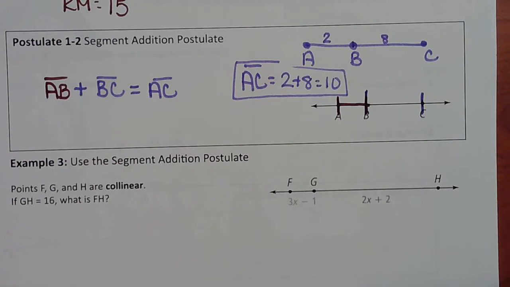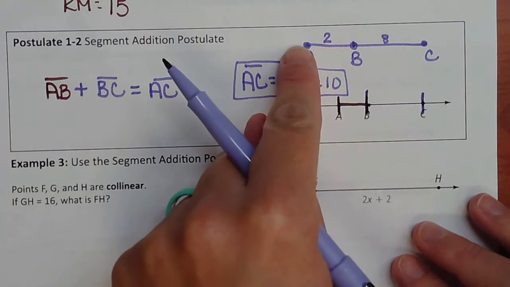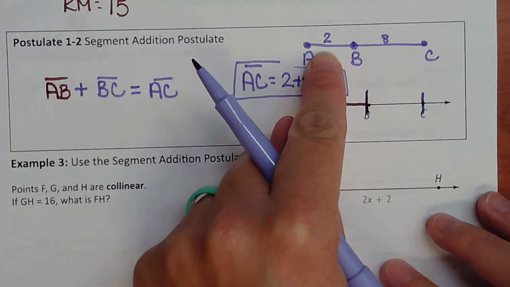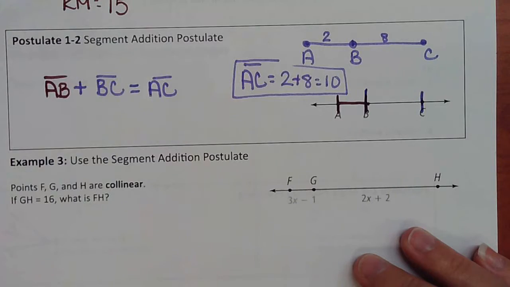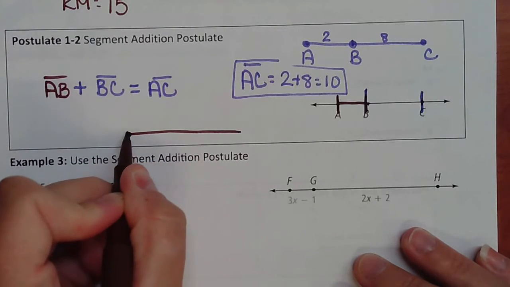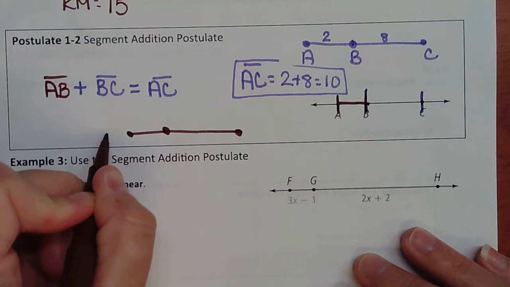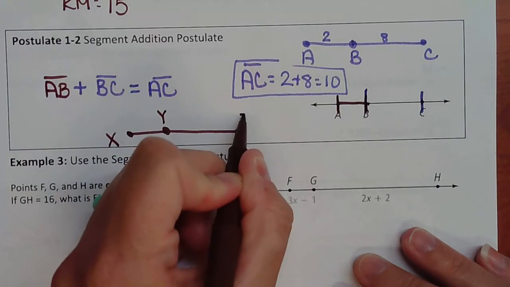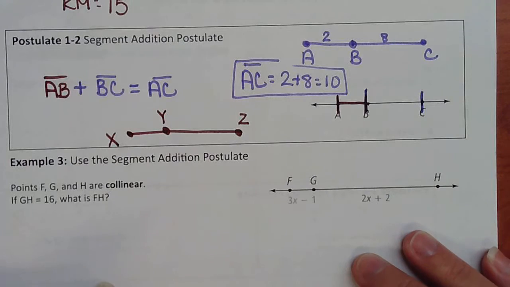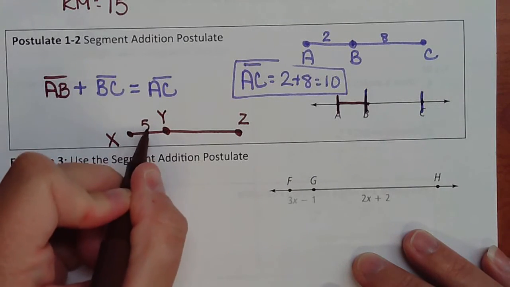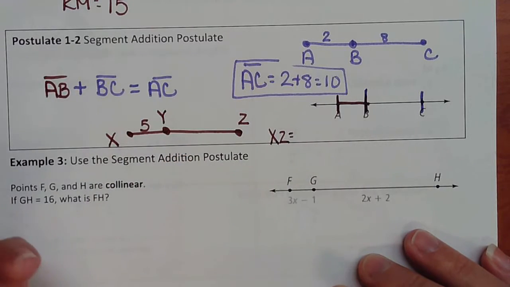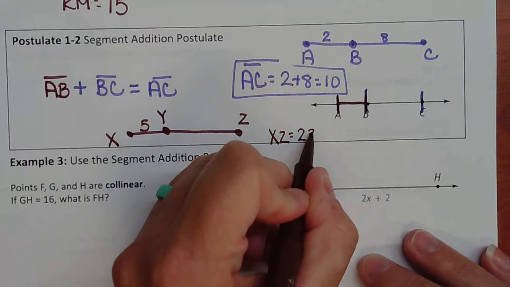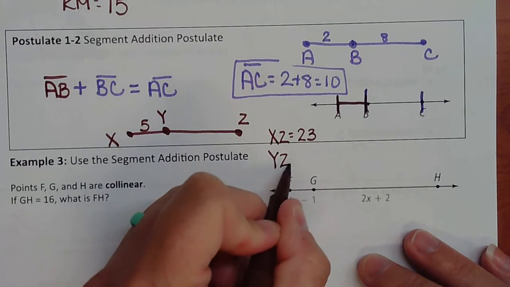Does that make sense? What's also going to happen is they may give you one of the links and the whole length and want you to find one of the little missing links. That could happen as well today. Like they could give you, I'm just going to keep doing my own little examples here, trying to think ahead of what's coming up on quizzes and tests. So if this is X, Y, and Z, if XY is 5 and XZ has a length of 23, what's the length of YZ?